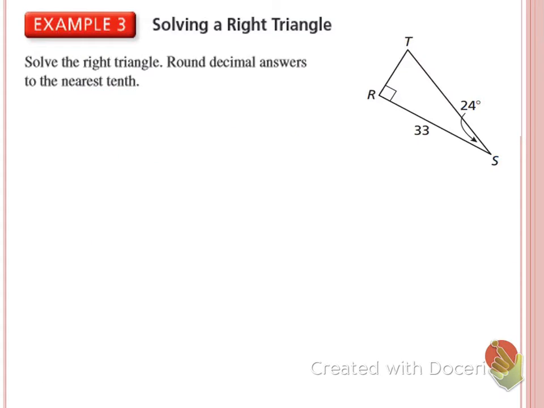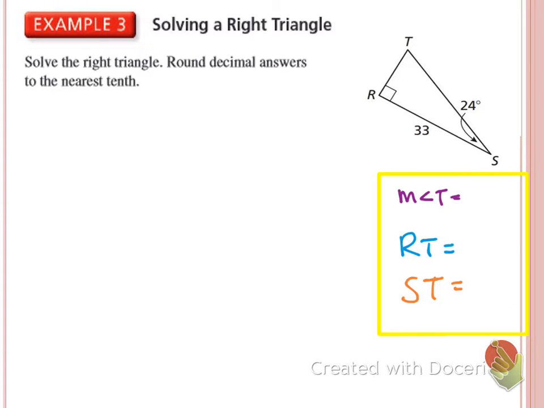We're going to do one more together. You already know how to do this one. Solve the right triangle. Round your answers to the nearest tenth. So solve the right triangle means you're going to find everything. We're going to find the measure of angle T. We're going to find the length of RT. And we will find the length of ST. That's our goal. Which one is the easiest one to find?